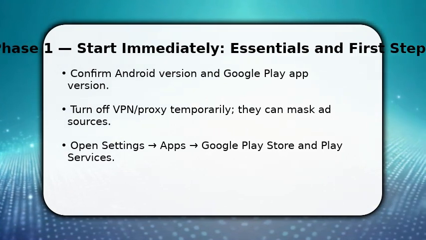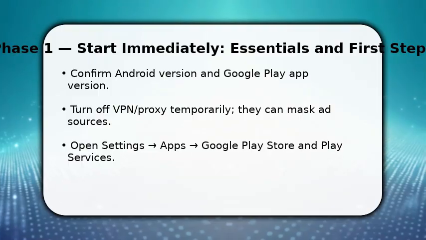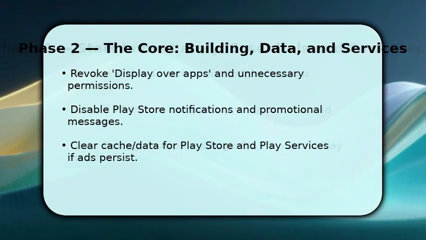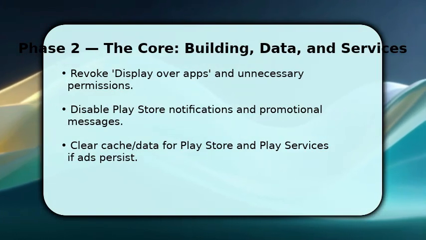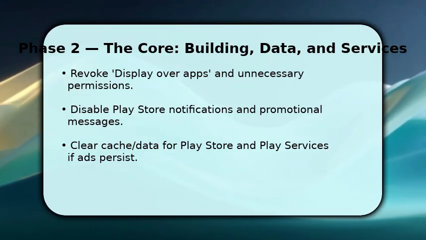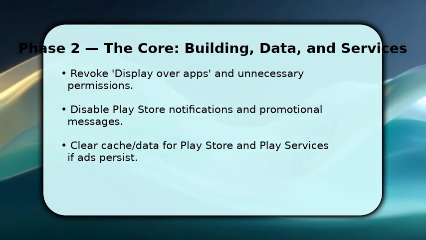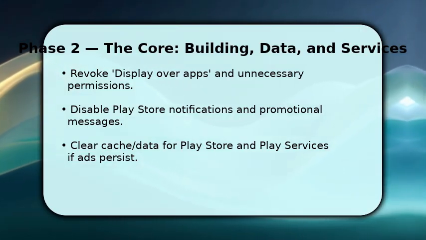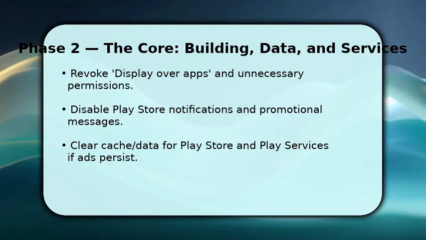Once done with app entries, you change permissions. Revoke display over apps and any unnecessary permissions that allow ads to appear on top of other apps. Then, go into notifications for Play Store and turn off promotional and suggested content. This reduces inside store ads.